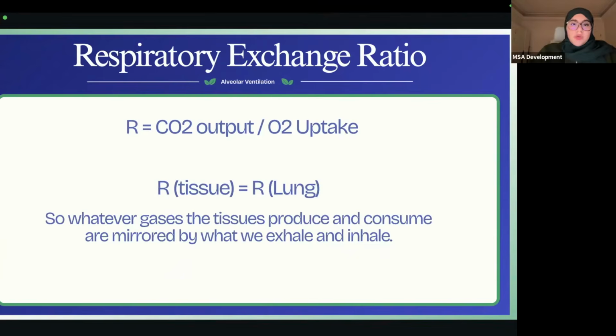But yeah. Okay. All this is saying is that for the respiratory exchange ratio, what you consume and what you output are both equal. So what you take into your lungs and what you bring out from your tissue are exactly the same. It's the same amount, the same ratio.